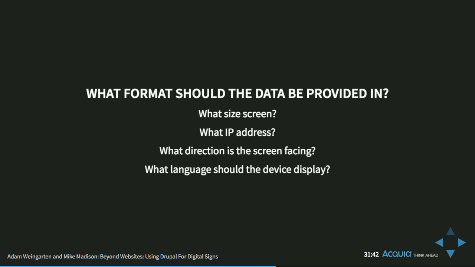What direction is the screen facing? So my emergency evacuation example is only valid if the screen is telling you to walk the right direction. So we have to know where the screen is and what direction the sign's facing. And again, language. Drupal handles multilingual really well. Understanding where that sign is placed geographically can help make sure that you're targeting the right language to the right screen at the right time.